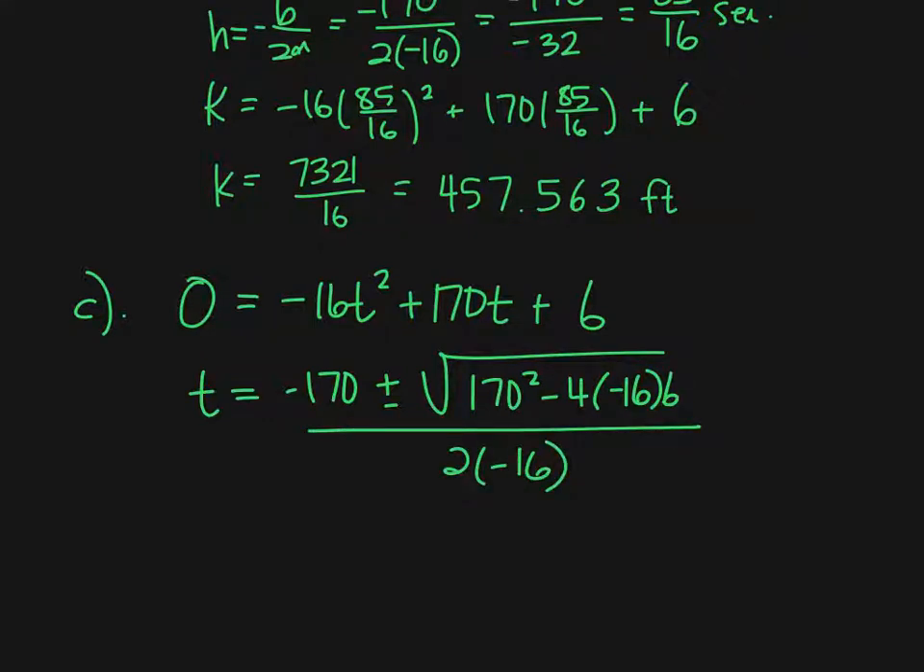And of course you'd have a calculator, like a scientific calculator, to do that. But the quadratic formula will give you the answer for when it hits the ground. So when you type that into your calculator, you're going to get 10.6 repeating seconds. Okay. All right.